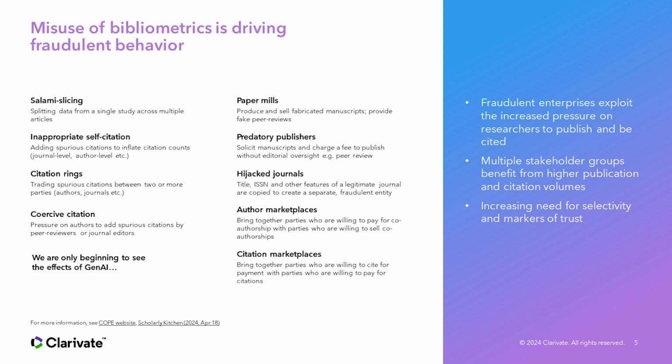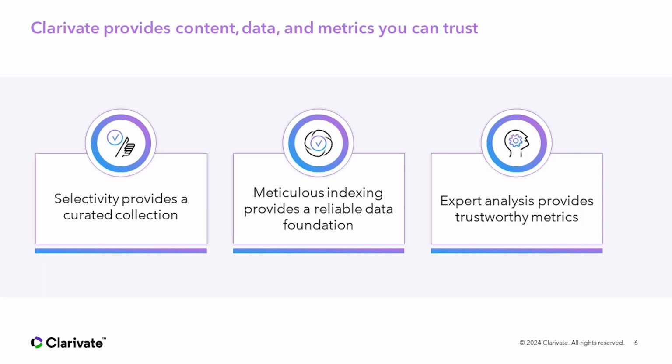So what we do in the Web of Science core collection, which is the underlying data of Journal Citation Reports, so we provide content, data, and metrics that you can trust, and we do that in different ways. Obviously, the first one is the selection. So that's the basis of the database. The journals that you find in the Web of Science core collection went through a strict, very solid selection process, and that creates data that you can trust.